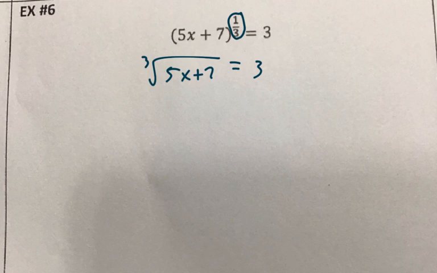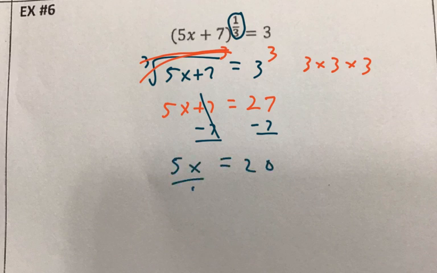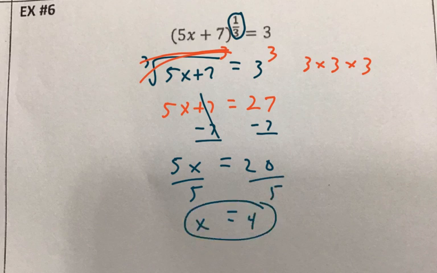How do we get rid of a cube root? We do a cube on it, a 3 power on it. The 3 power gets rid of my cube root. Notice I have 5x plus 7 equal to 27, because 3 times 3 times 3 is 27. I'm now going to minus 7 both sides, right? That gets rid of that plus 7 there. 5x must be 20 divided by 5. x is 4.